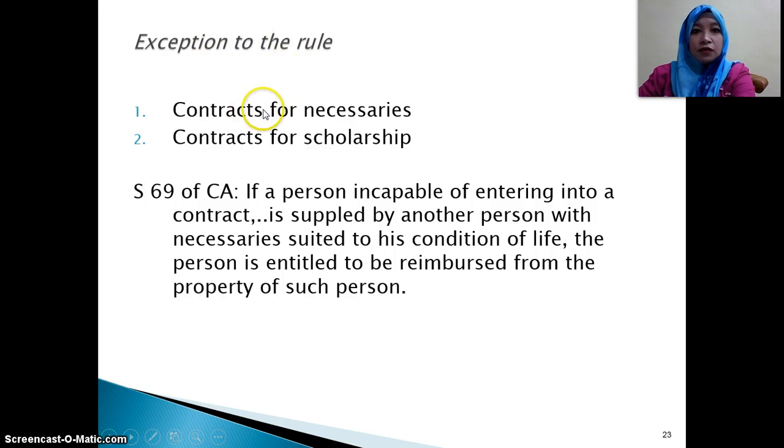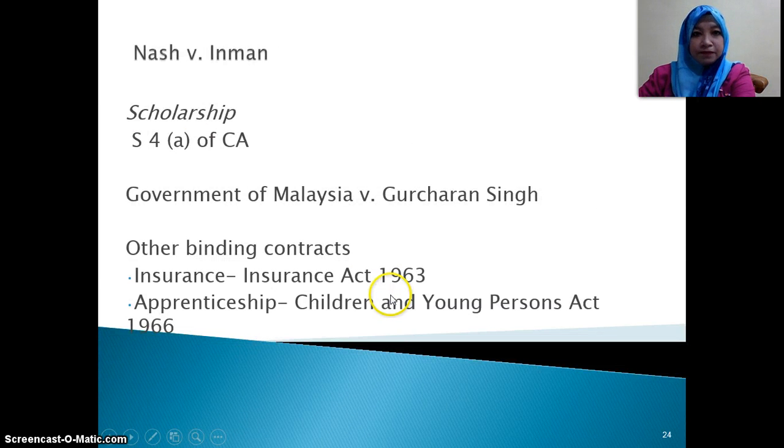Exceptions to the rule: contracts for necessaries and also contracts for scholarship. Refer to Section 69 of the Contract Act. If a person is incapable of entering into a contract and is supplied by another person with necessaries suited to his condition of life, the person is entitled to be reimbursed from the property of such person. Case: Nash versus Inman. Scholarship: Section 4(a) of the Contract Act. Case: Government of Malaysia versus Charan Singh.